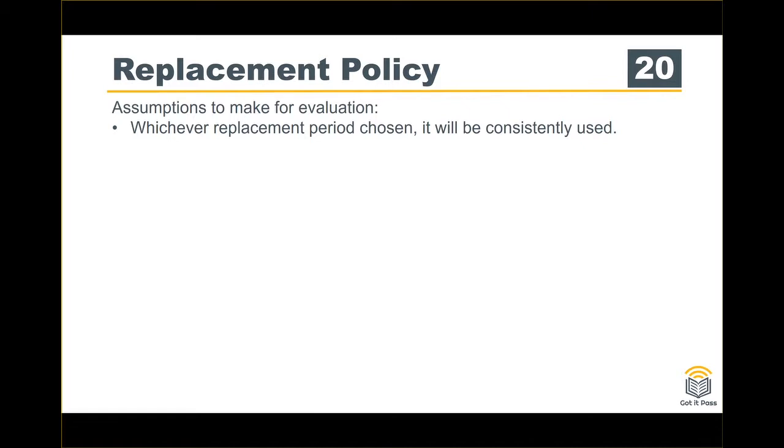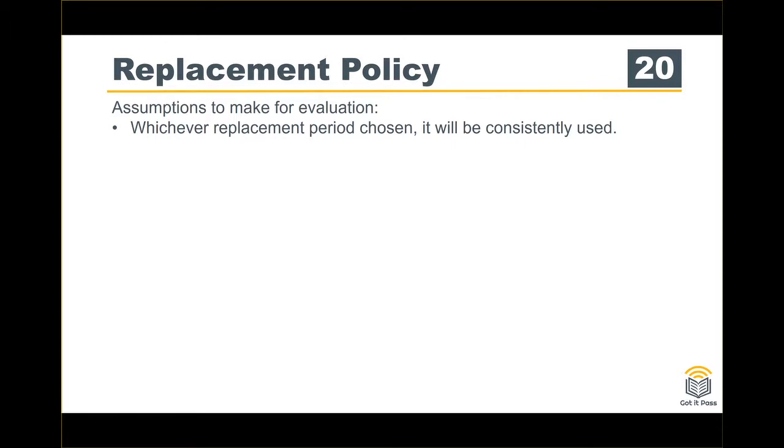And the assumption to make the evaluation is, whichever replacement period is chosen, it will be consistently used. What does it mean? It means, for example, if you chose a 2-year policy, then every 2 years the machine will be replaced. You cannot change it after 2 years or change to 3 years. Under the evaluation method, we assume that if you chose a 2-year policy, then you follow the policy on comparison.